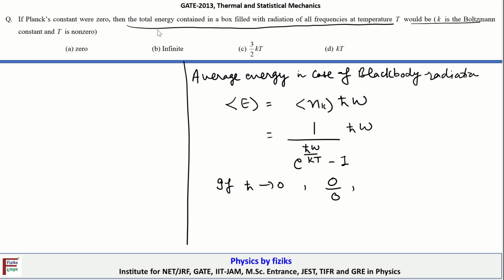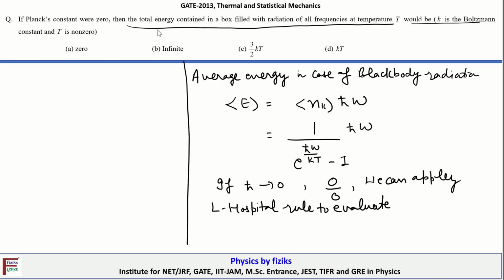Okay, so therefore we can apply L'Hospital's rule to evaluate the quantity, the average energy. So what we are going to do is take the derivative of the numerator and that of the denominator separately, and then put the limit ħ approaching 0.